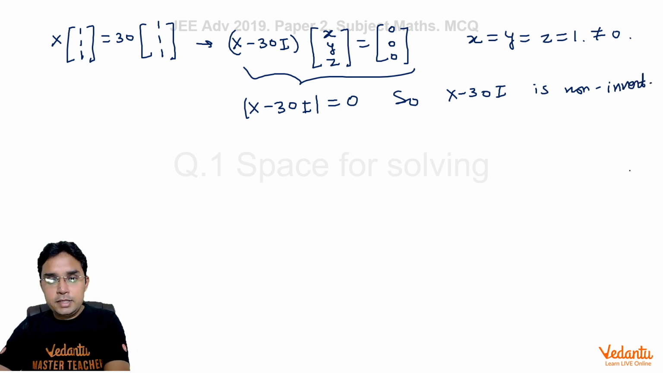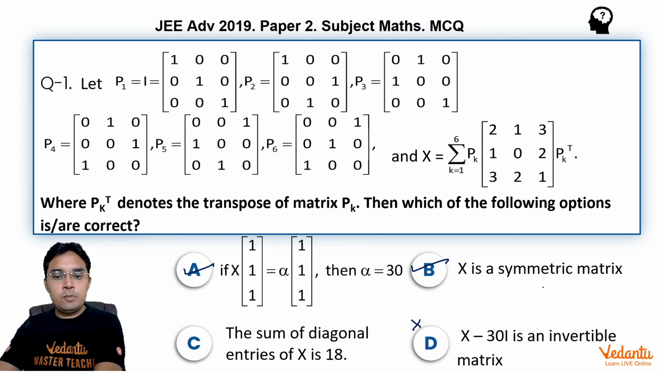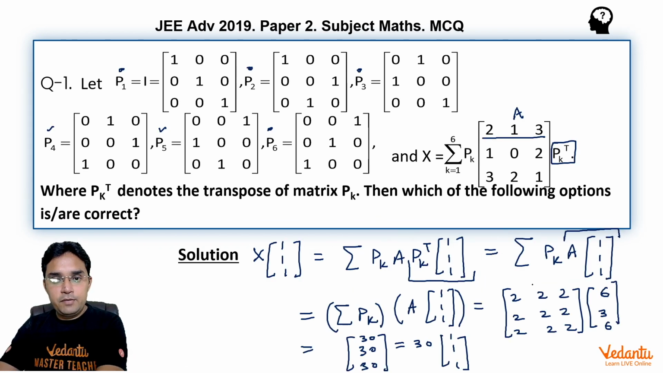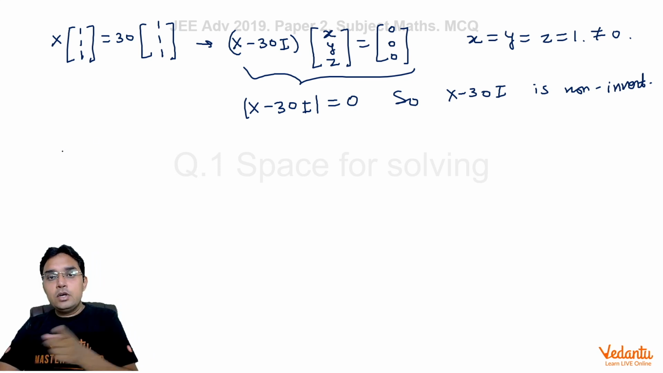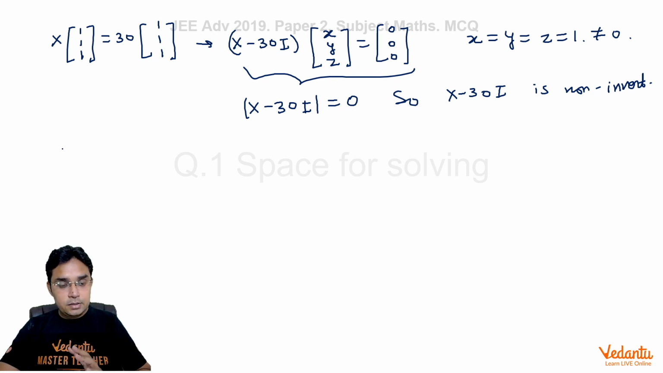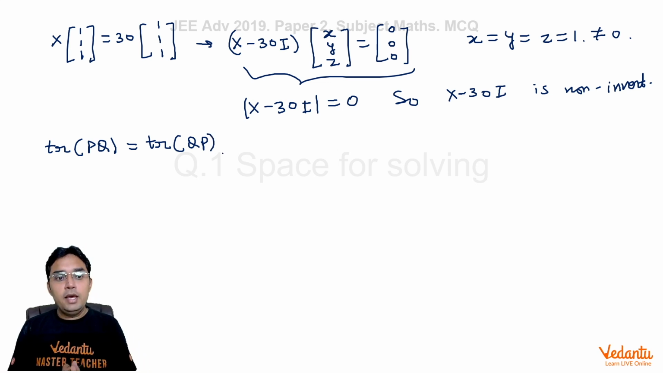So in this D option, if we check, they have given x minus 30I to be invertible. That means D is the wrong option. Now coming to the C part, which is asking whether the sum of diagonal entries of x is 18 or not. We know the sum of diagonal elements of a square matrix is called the trace. There is one very important property of trace which says trace of PQ is equal to trace of QP. Even if PQ is not equal to QP, their traces are still the same.